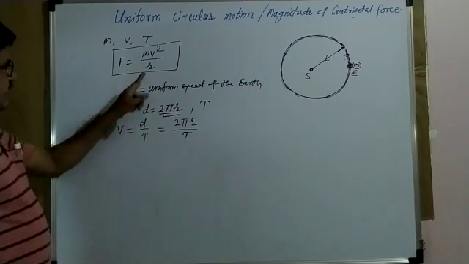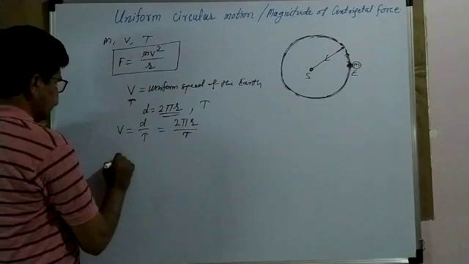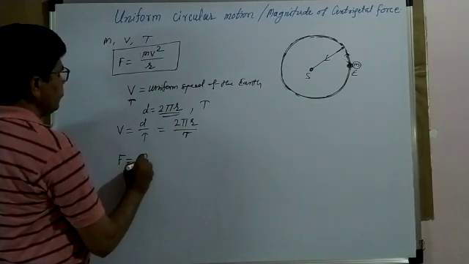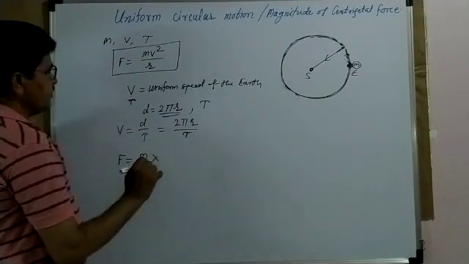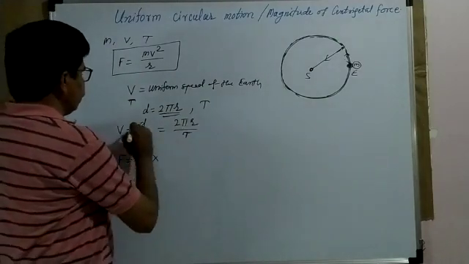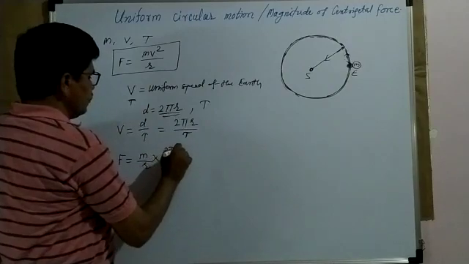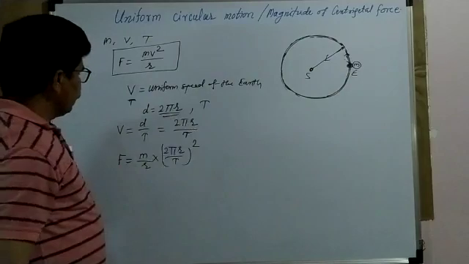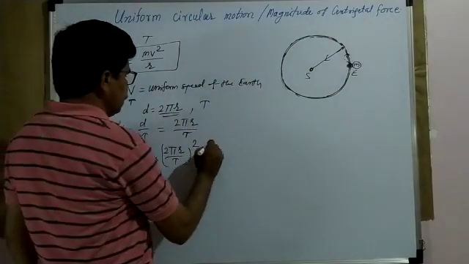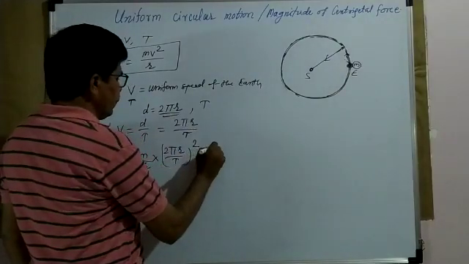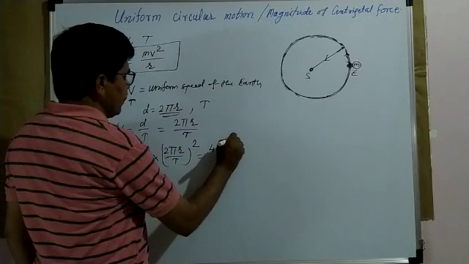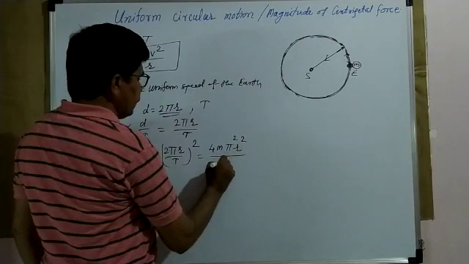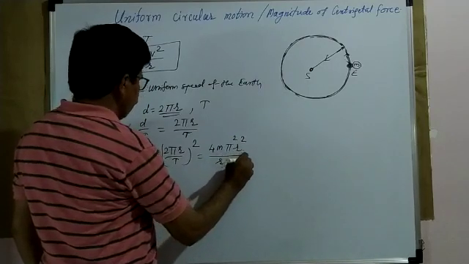Put the value of v in that equation, we will get the centripetal force F is equal to m divided by r multiplied by the value of v square. The value of v is 2 pi r divided by t, bracket square, and we will get the square of 2 is 4 m pi square r square divided by r into t square.